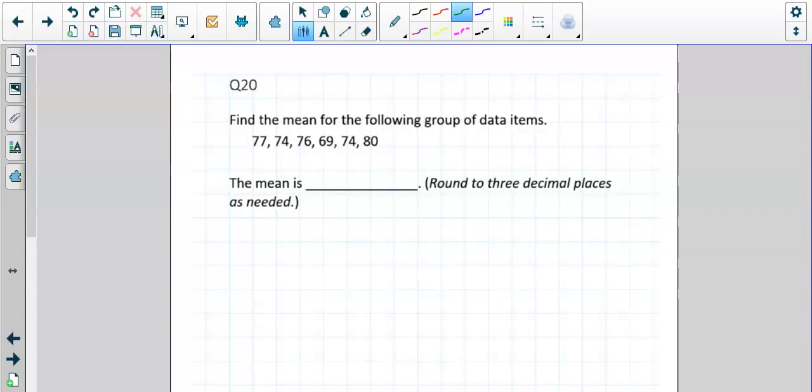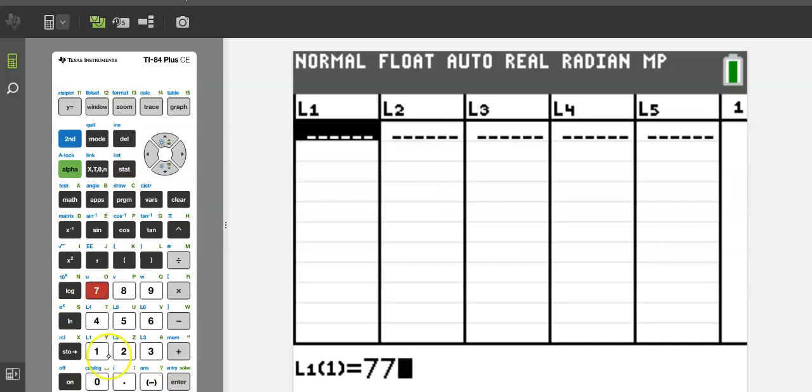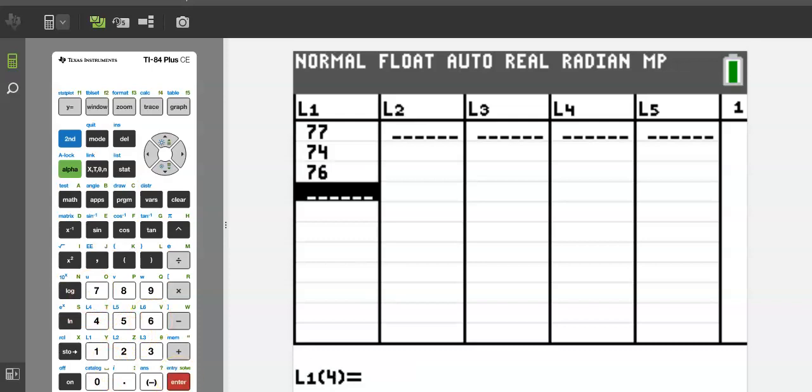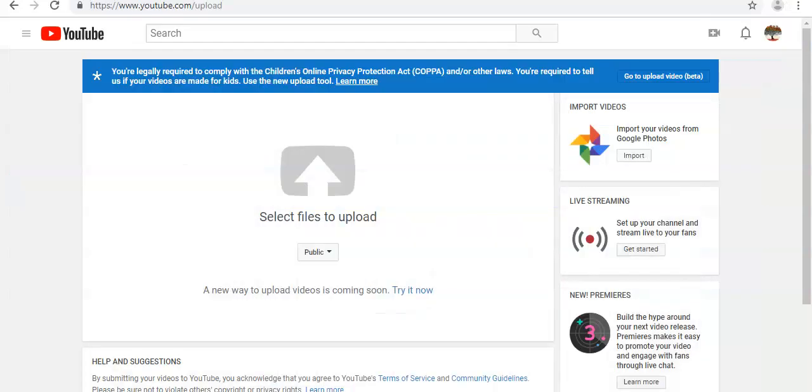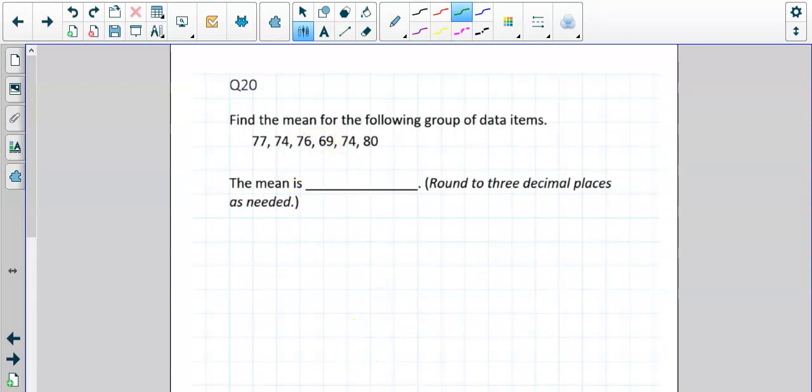So we've got 77, 74, 76. So again, I hit Stat, and we're going to work under Edit. So we got 77, 74, 76. And then, oops, minimizing everything. So then we got 69, 74, and 80.